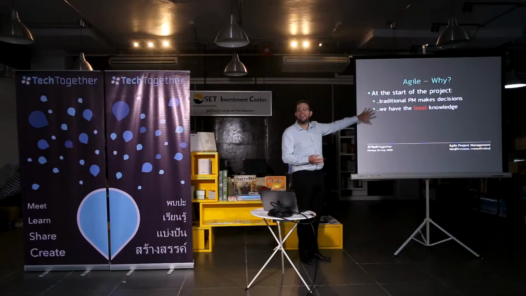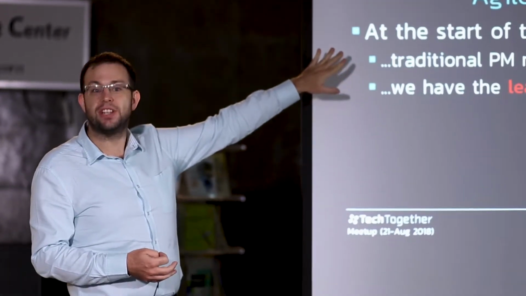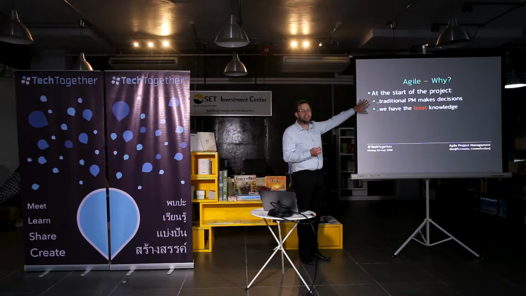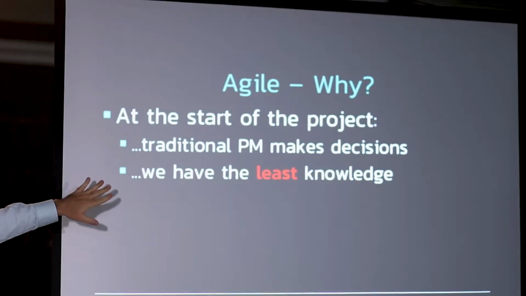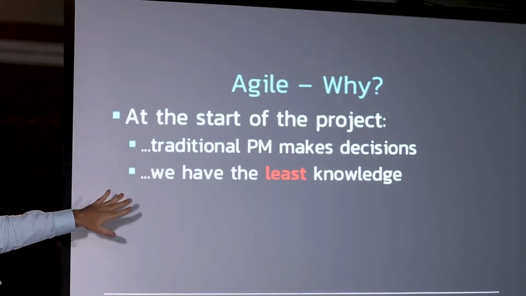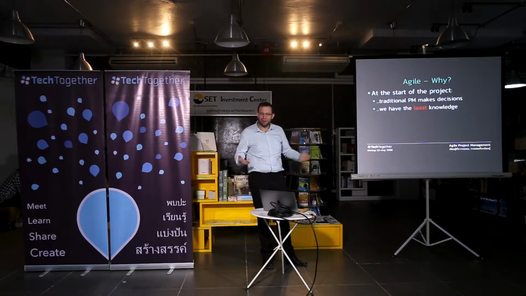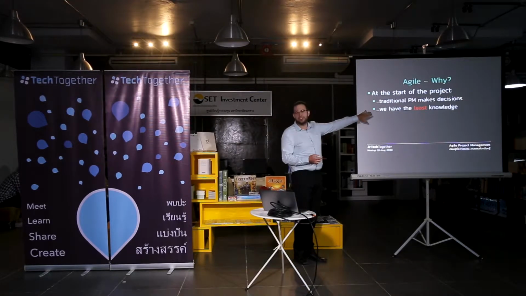So this is the main problem with traditional project management, that you're trying to make all your decisions at the front, at the start of the project. This is when you don't know anything. You need knowledge to make good decisions. You're making all your decisions, you don't have any knowledge. I mean, okay, it's a little bit extreme. You have some knowledge. But for sure, this is the worst time during the project to make decisions.